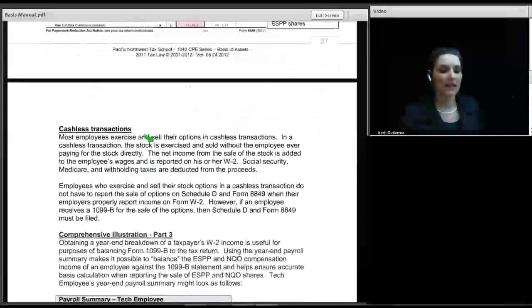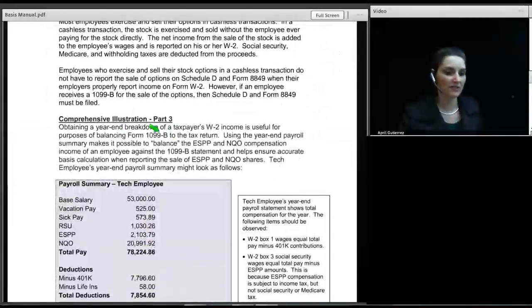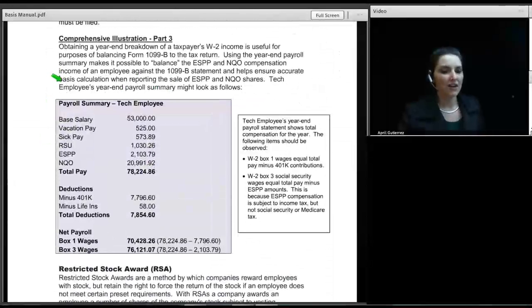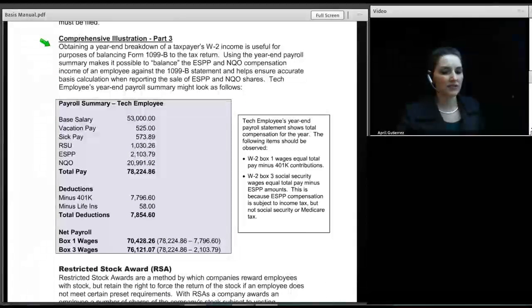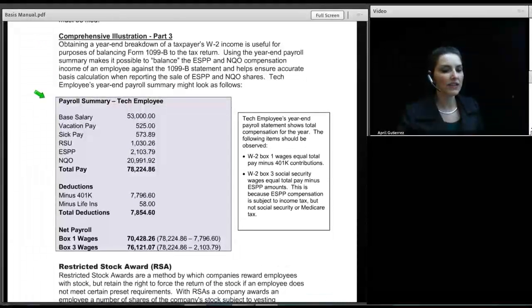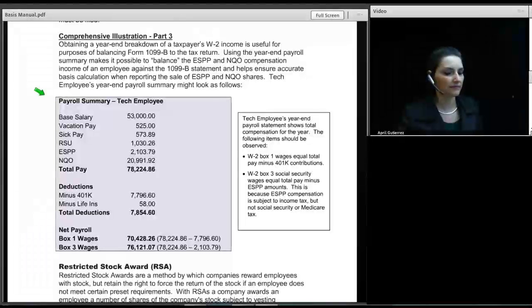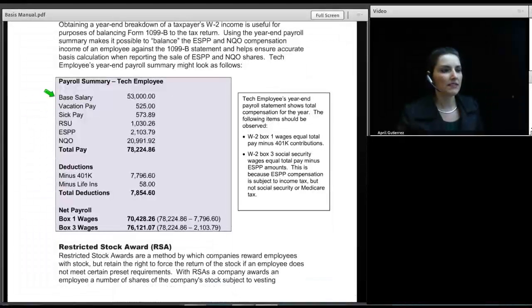So the lack of consistency creates a problem for us as tax preparers. All right, now here's the final part of this illustration. We're going to take a look at tech employee's year-end payroll pay stub. Let's see how the tech employee was paid. Well, he had a base salary of $53,000. He had vacation pay. He had sick pay. Ooh, what's this? RSU? He had ESPP. He had NQO. His total pay was $78,224.